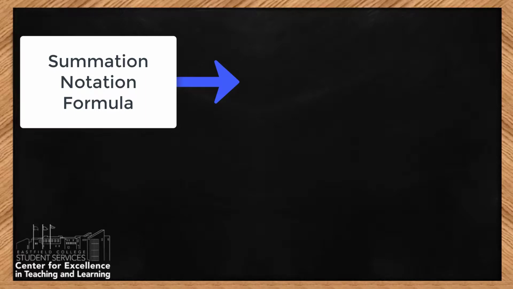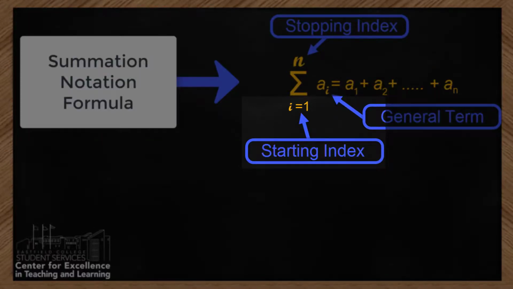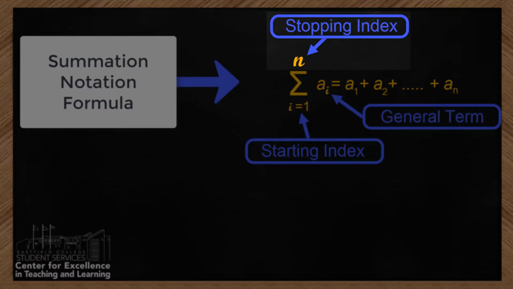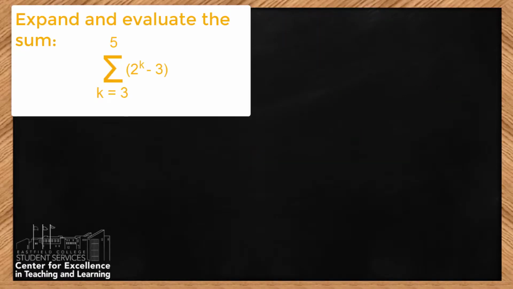Summation notation. If you'll recall the formula for the summation notation in the expansion of a sum, at the bottom you would have the starting index, and at the top the stopping index. And then you could just expand the general terms. The problem we'll look at is to expand and evaluate the following sum.